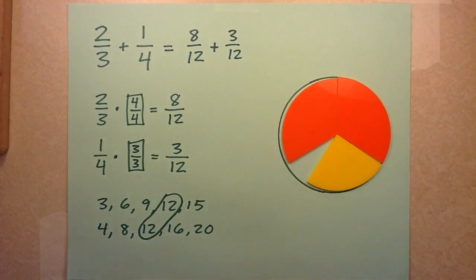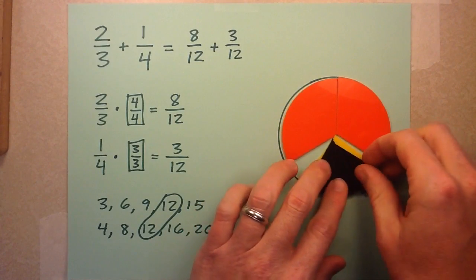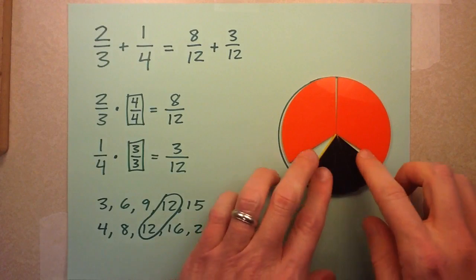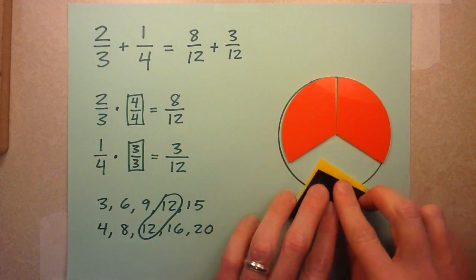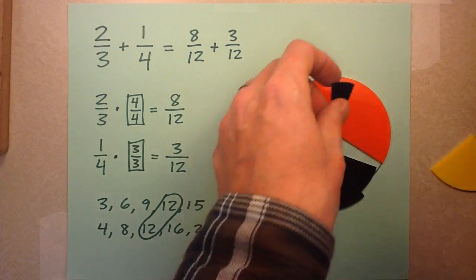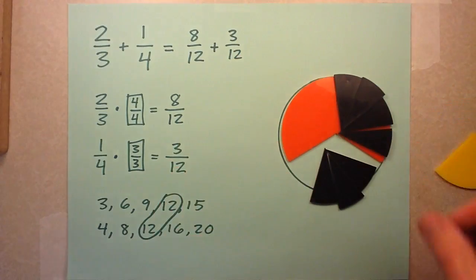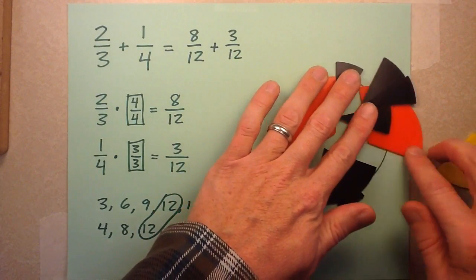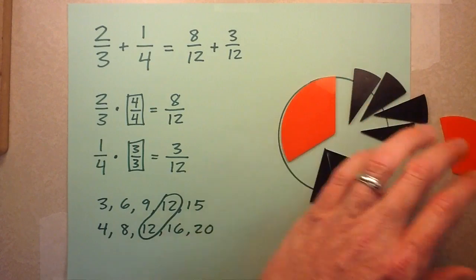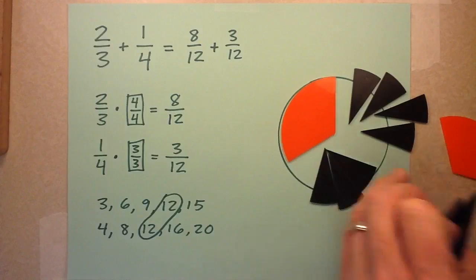And I could also illustrate that over here. If I was to pull in some 12ths pieces, I see that it takes 3 of these 12ths pieces, 1, 2, 3, to make 1/4. And for each one of my thirds, it's going to take 4 of these to make 1/3. So there's 1, 2, 3, 4 12ths. I can replace 1/3 with 4 12ths, and I can replace my other third with another 4 12ths here.